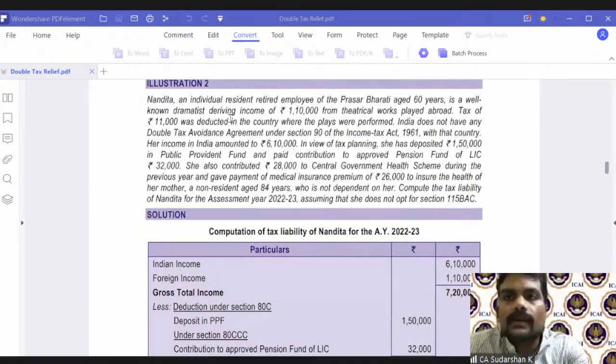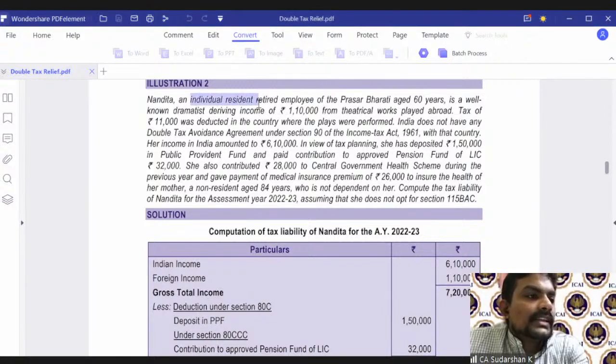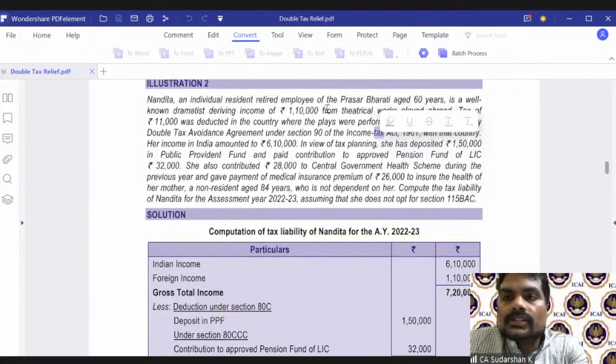Effectively, at the end of the day, your relief under section 91 will be restricted to the lower of the Indian rate of tax or your foreign tax. Let's look at this to better understand and have a clear picture on how relief under foreign tax credit works. Nandita, an individual resident who is a retired employee of Prasar Bharati, age 60 years, is a well-known dramatist deriving income of 1,10,000 from theatrical works played abroad. So she's a dramatist and she has derived income of 1,10,000 from performances made abroad.